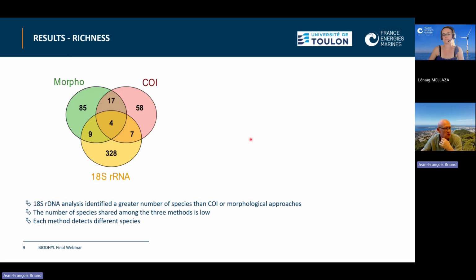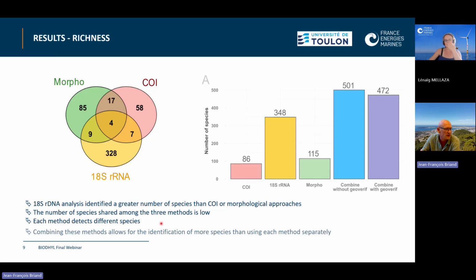So, first results of this data. You can see clearly here the three types of approaches with the different species. This is the data from the 18S DNA analysis that gives the greatest number of species. But you also see that there is a very small number of species shared by the three different sets of data. So finally, each method detects different species, and that is what is interesting.